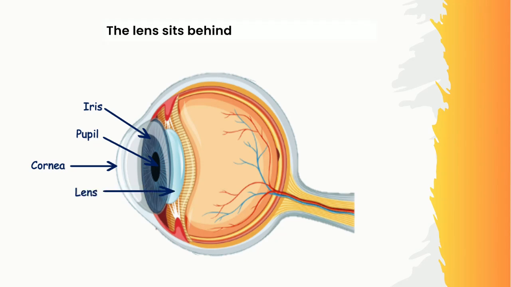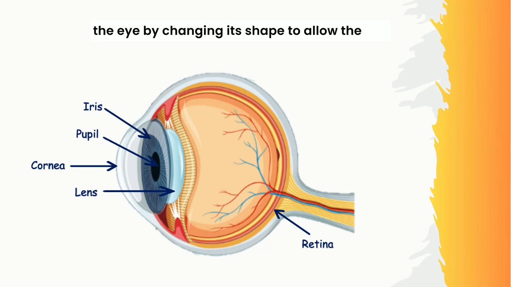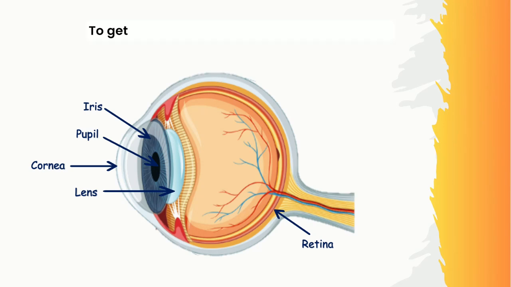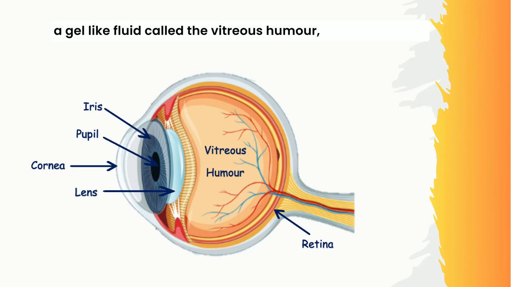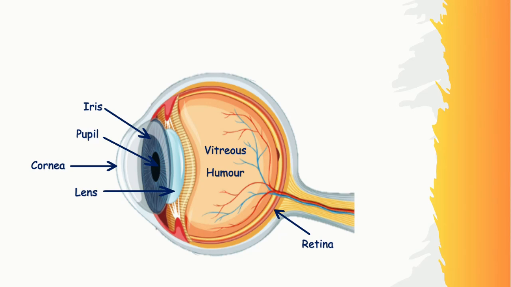The lens sits behind the pupil and its job is to focus light onto the retina at the back of the eye by changing its shape to allow the eye to focus on objects at various distances. To get to the retina, the light must pass through a gel-like fluid called the vitreous humour, which nourishes the eye and helps maintain its eyeball shape.